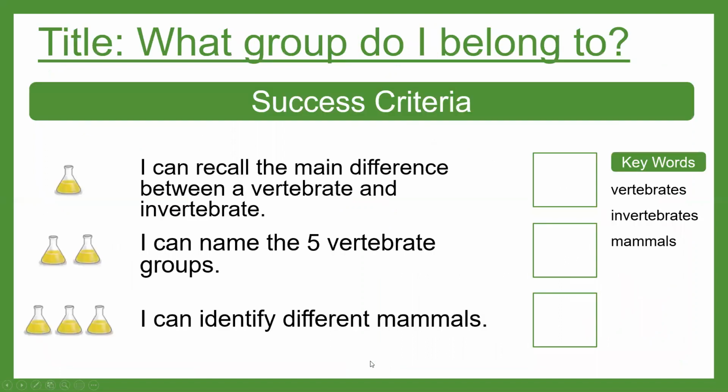Okay, let's find out what we're learning about today. So today we are doing, what group do I belong to? And over this lesson, we're going to see if we can answer all of these three things. I can recall the main difference between a vertebrate and an invertebrate. I can name the 5 vertebrate groups, and I can identify different mammals. Let's find out.